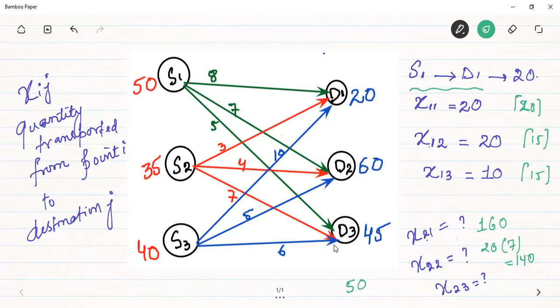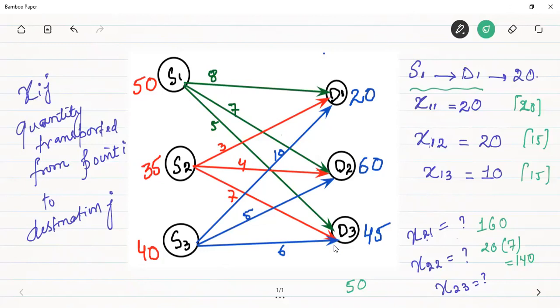But there will be one optimum combination which will minimize the cost. We want this cost to be minimized. We want the overall transportation cost to be minimized. So this is the goal of the transportation problem: we have to see from which source to which destination how many units should be transferred, so that our overall cost is minimized.